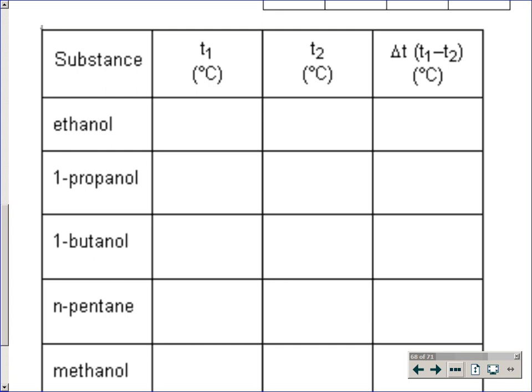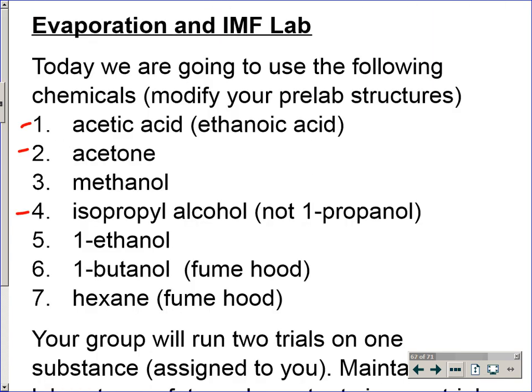Okay? So let's see who's going to get what. Acetic acid, acetone, methanol, isopropanol, ethanol, butanol, hexane. But my 2 groups, I have a big group here. So one of you guys come up here, because I don't think we're in 3s and 4s.